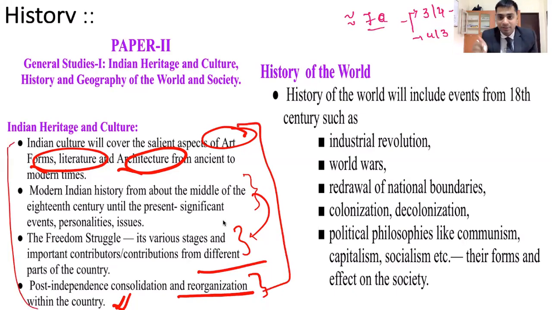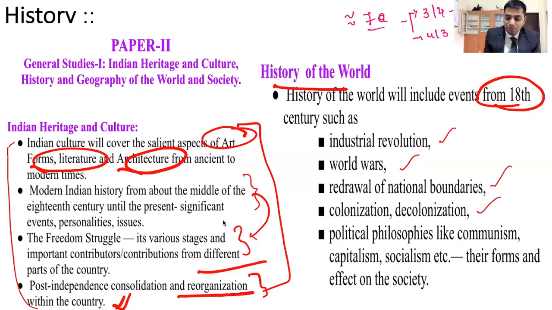Whereas history also contains history of the world, which includes events from the 18th century, right? Industrial revolutions, world wars, redrawal of national boundaries, colonization, decolonization, philosophies like communism, capitalism, socialism, etc. Their forms and effects in the society.